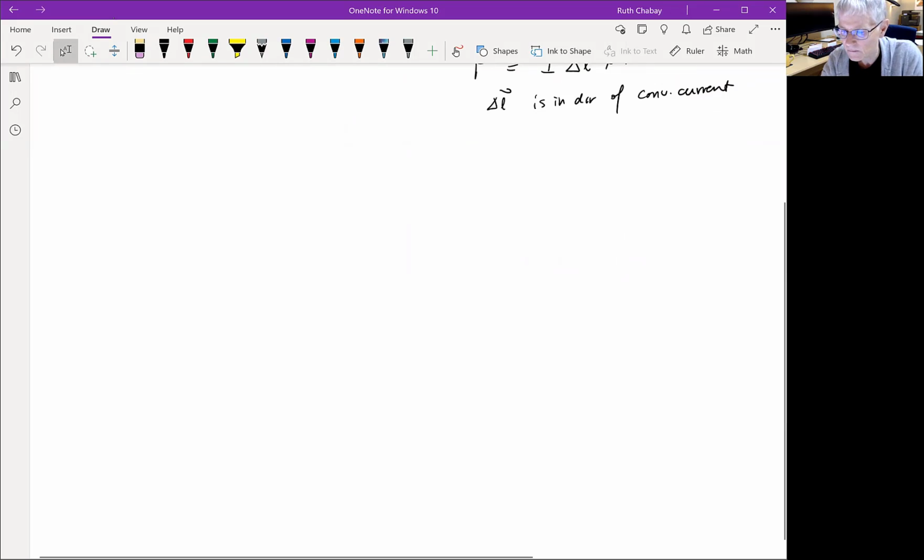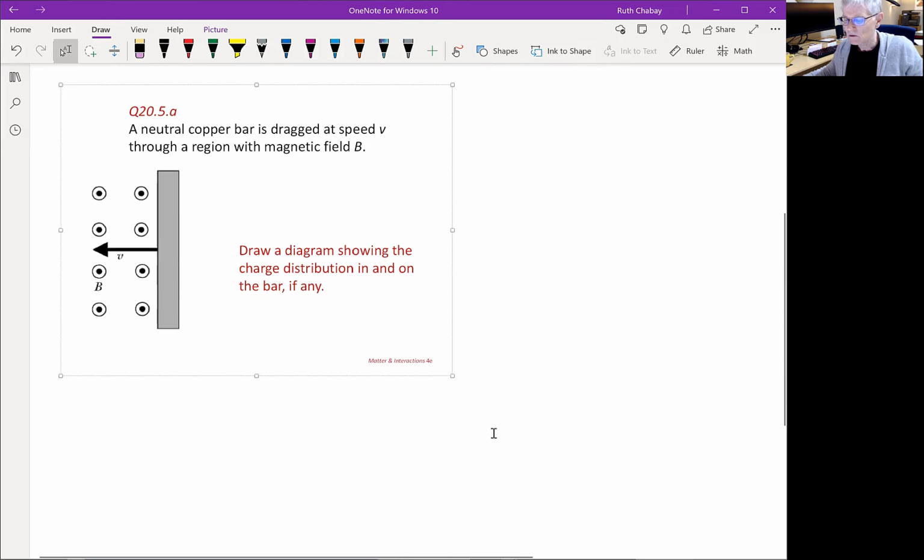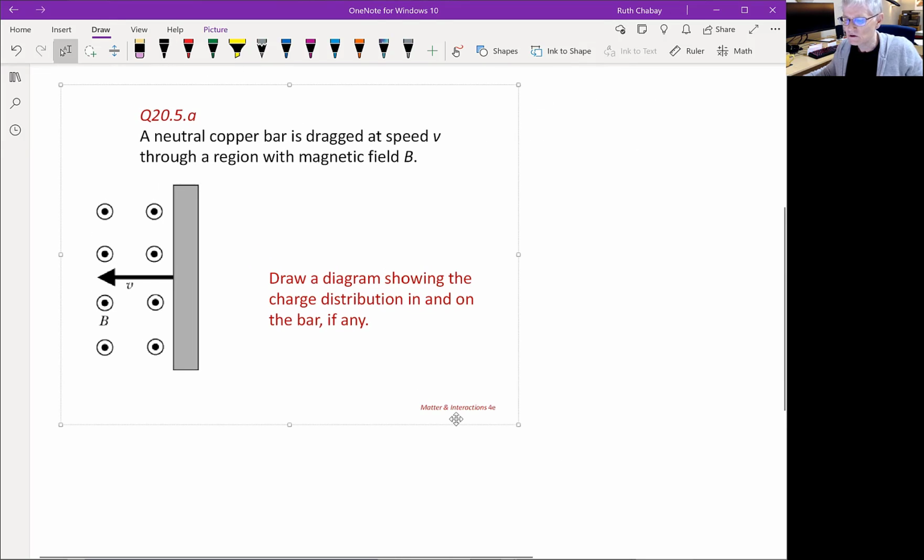So, motional EMF. We have just a neutral copper bar. It's not connected to anything. And we're moving this copper bar horizontally, looks like in the -x direction, at some constant speed v, through a region where there's a magnetic field out of the page in the +z direction. Is there a reason this bar would polarize?